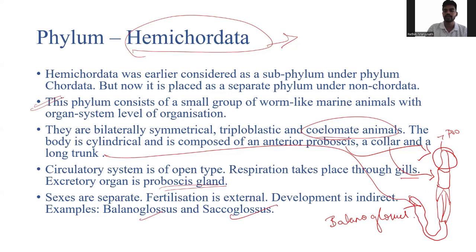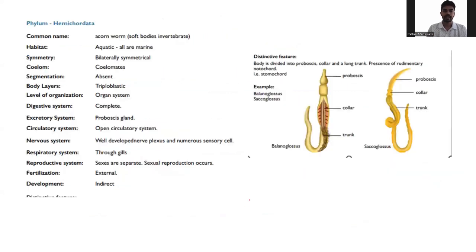This is all about hemichordata. This is the diagram of Balanoglossus. You can see the proboscis, collar, and trunk region. A distinct feature is that a rudimentary notochord is present here. So yes, this is all about the hemichordata.